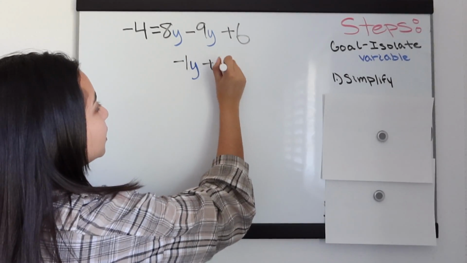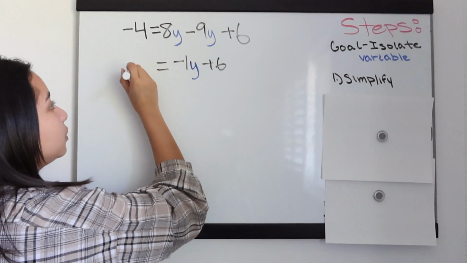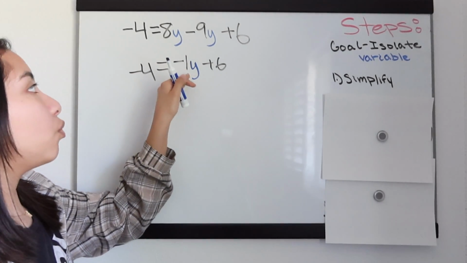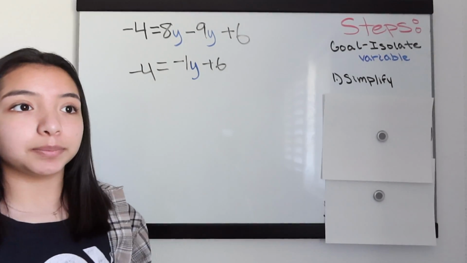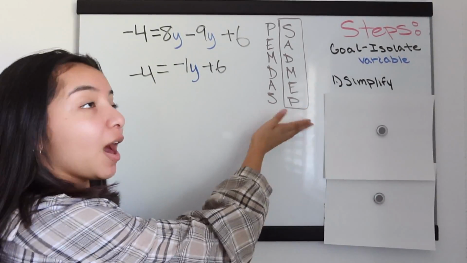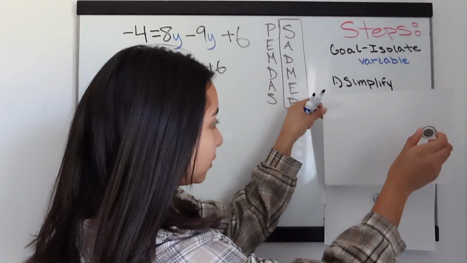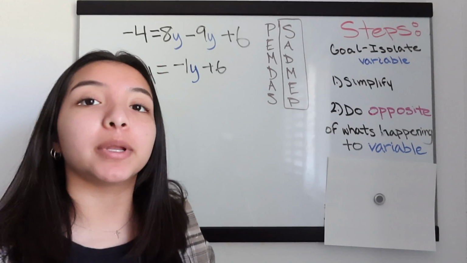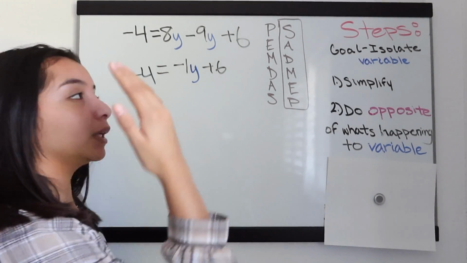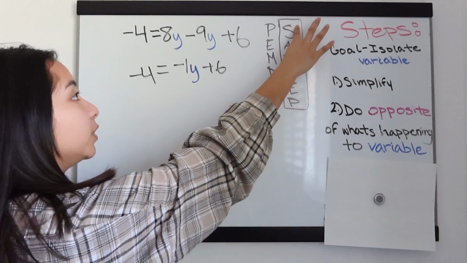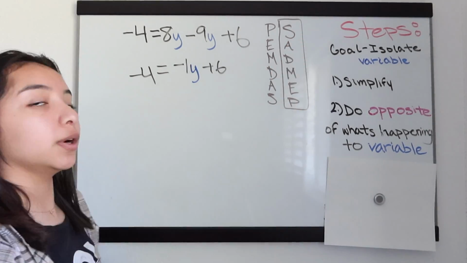Y plus 6, just drop down that 6, is equal to negative 4. So negative 4 is equal to negative 1y plus 6. All right, so our next step is to do the opposite of what's happening to the variable. So looking back on our reverse order of operations, we will first be doing subtraction or addition.